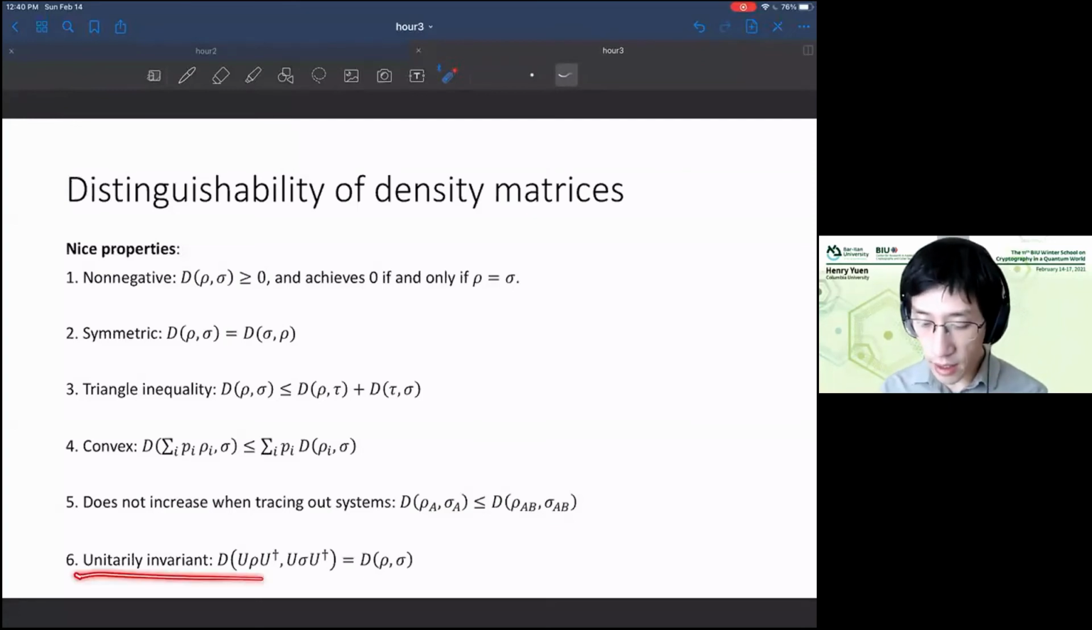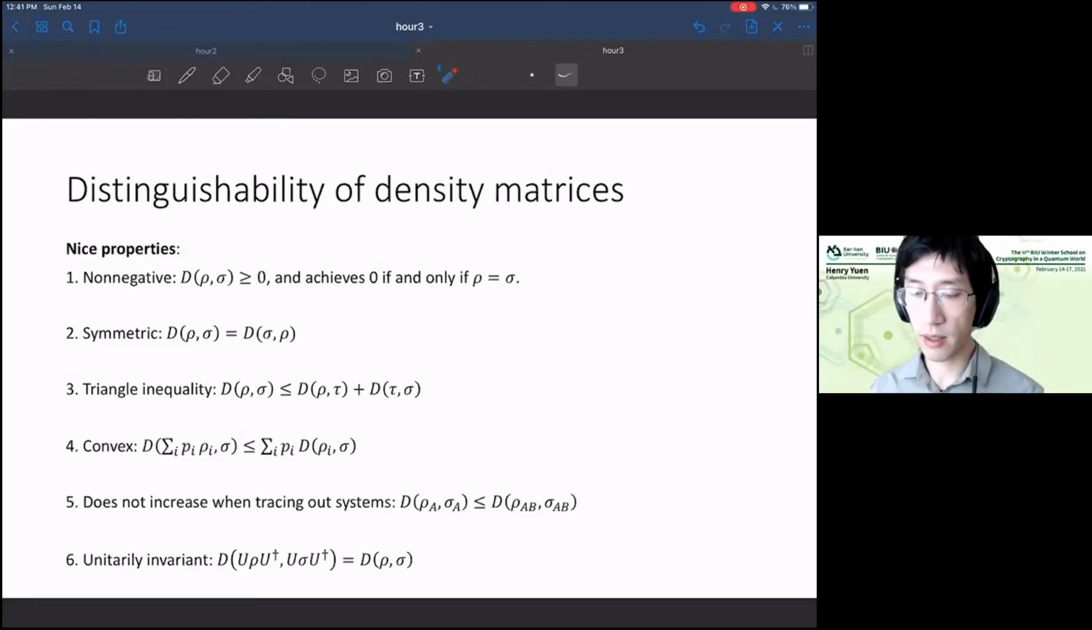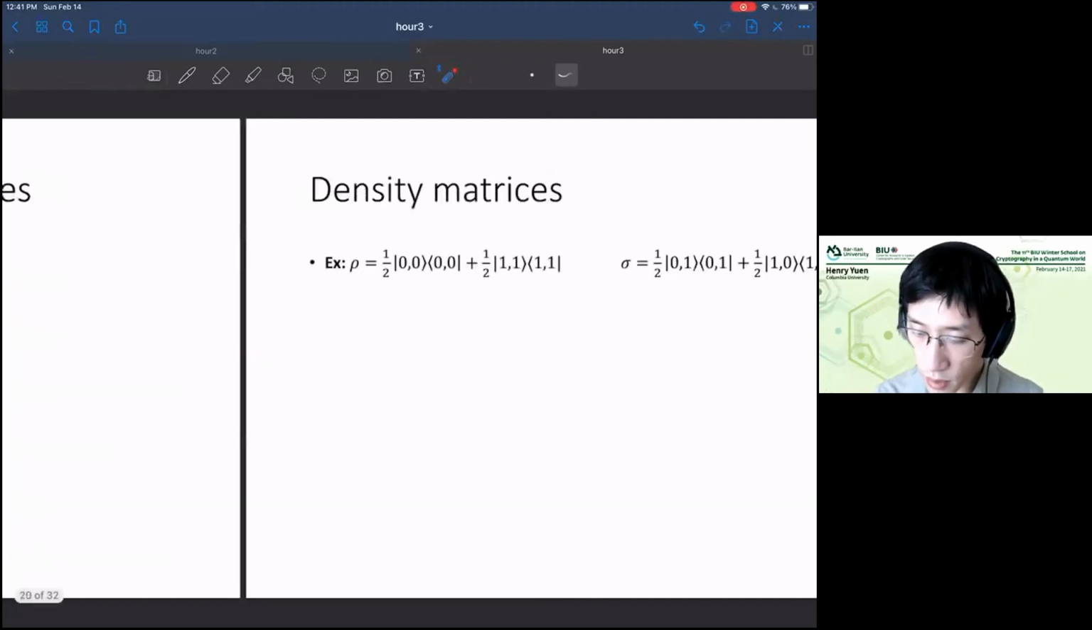And finally, the trace distance is invariant under unitaries. So you can apply the same unitary to both density matrices, and it does not change the distinguishability. Another way to see that is that unitaries are reversible. If you apply a unitary, you can always just undo it and get back to the original state. Okay, so there are nice properties that you should remember.